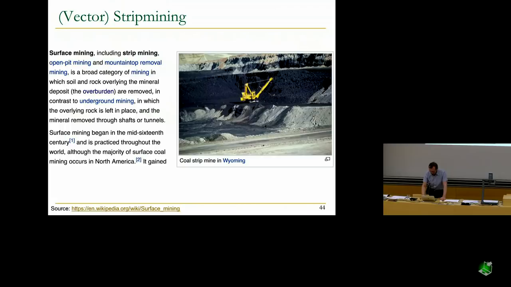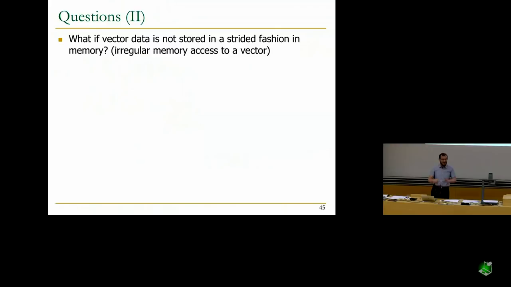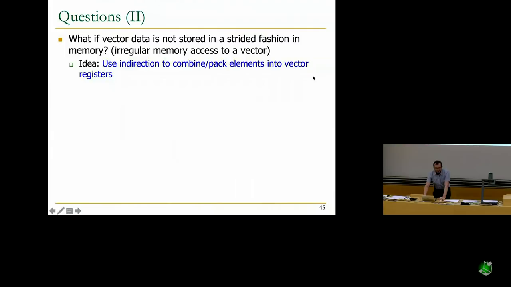Okay, there's another question, and now we're going to make it even more powerful. What if your vector data is not stored in a strided fashion in memory? What if you have irregular memory access to a vector? Our idea would be indirection to combine or pack elements into vector registers. We're not going to have a nice stride. We're going to have another register that tells us these are the locations, offsets from the base address, that I should really get to operate on. These are called scatter-gather operations, and they are present in all modern SIMD engines right now.